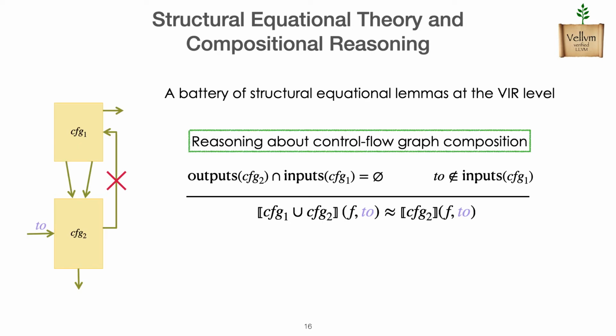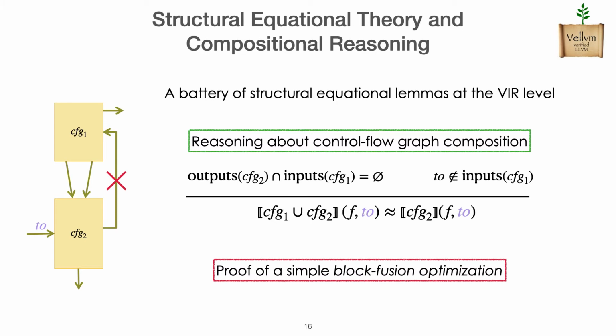In particular, we can reason about open control flow graphs. For instance, here illustrating on a simple example, the semantics of a control flow graph can be reduced to the semantics of one of its subcomponents if we check whether syntactically or through a more semantic proof that there is no way to re-enter the other part of the graph.